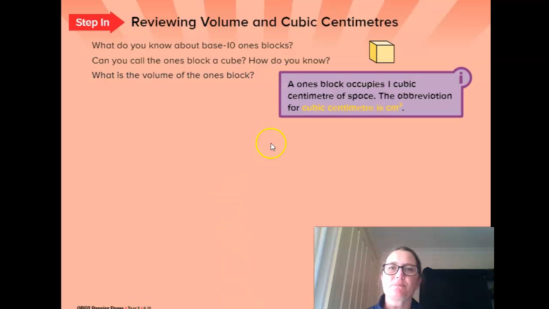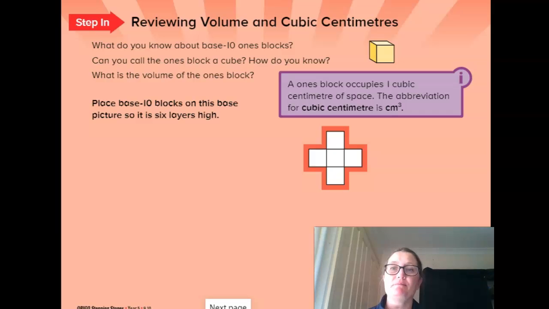Let's have a look. A ones block occupies 1 cubic centimetre of space. The abbreviation for a cubic centimetre is centimetres cubed. So it is a cube. And what would the volume be? 1 centimetre cubed. Okay, because it's 1 by 1 by 1.